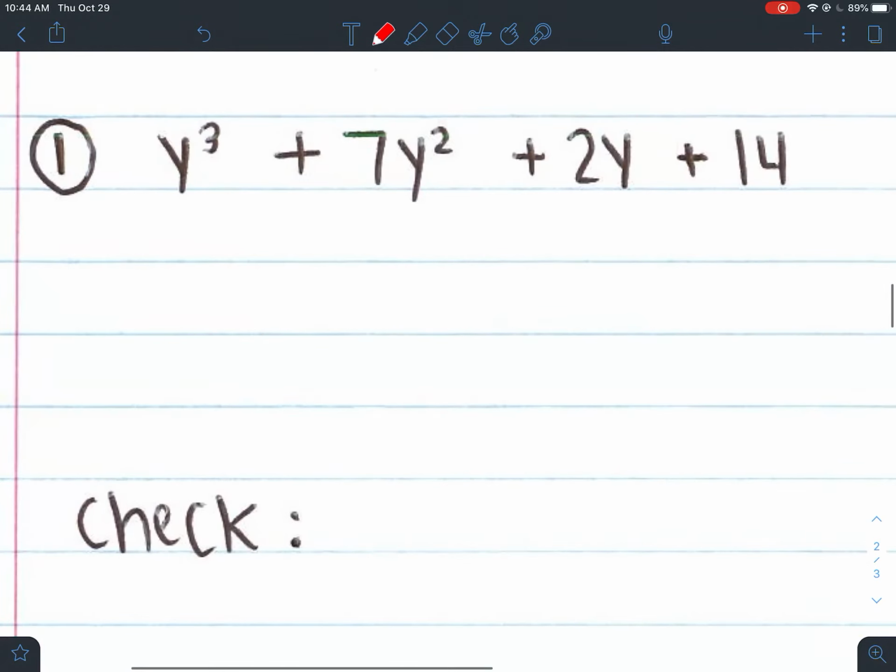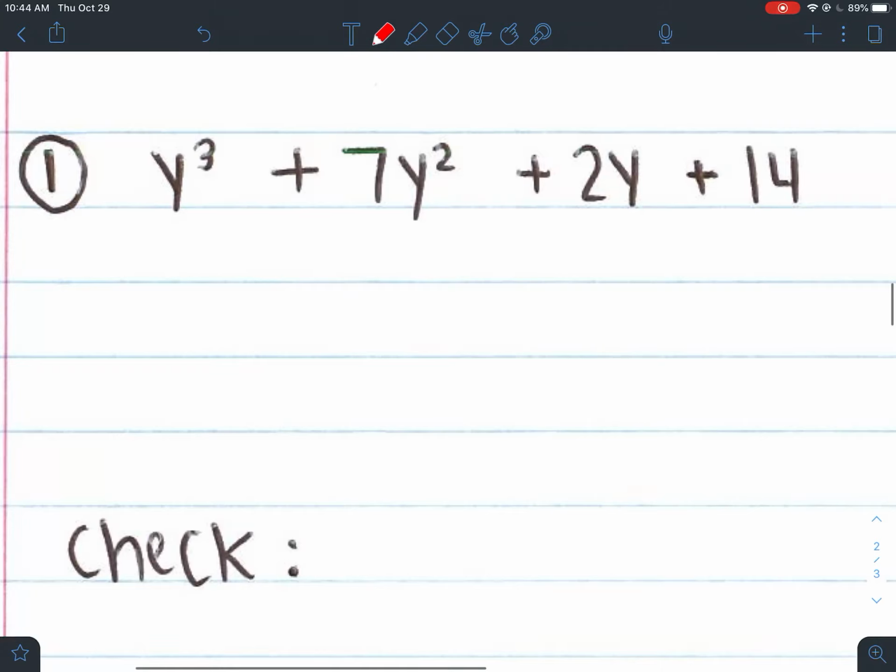So, how many terms do we have here? We have 4 terms, y cubed, 7y squared, 2y, and 14. Now, you can only factor by grouping when you have 4 terms. So, we have 4 terms, we can factor by grouping, so we got that checked. Second thing, is this in standard form? Before you do anything, it has to be in standard form. And it is, right? You start with the largest exponent and you go down. So we're good with that. 4 terms in standard form, I can proceed.